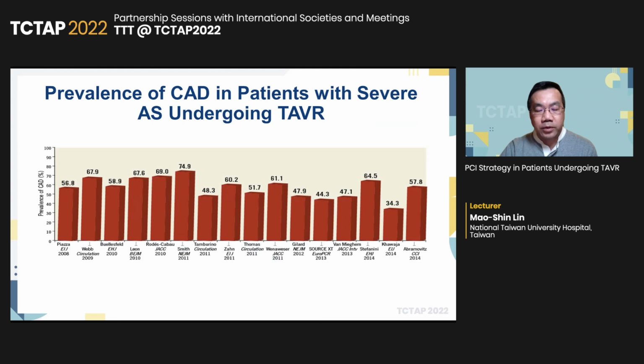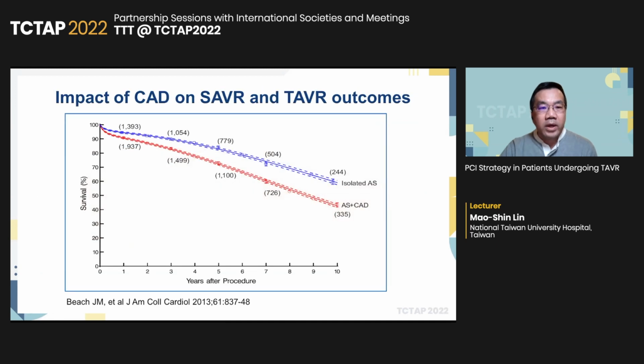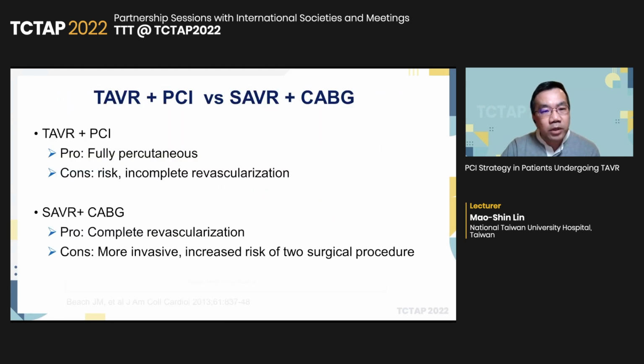According to the previous registries, we know that there's a high prevalence of CAD in patients with aortic stenosis undergoing TAVR. And we all know that the presence of CAD will impact the outcome in patients receiving not only TAVR, but also SAVR. Whether to receive the fully percutaneous or fully surgical procedure, I think that's still a controversial issue.